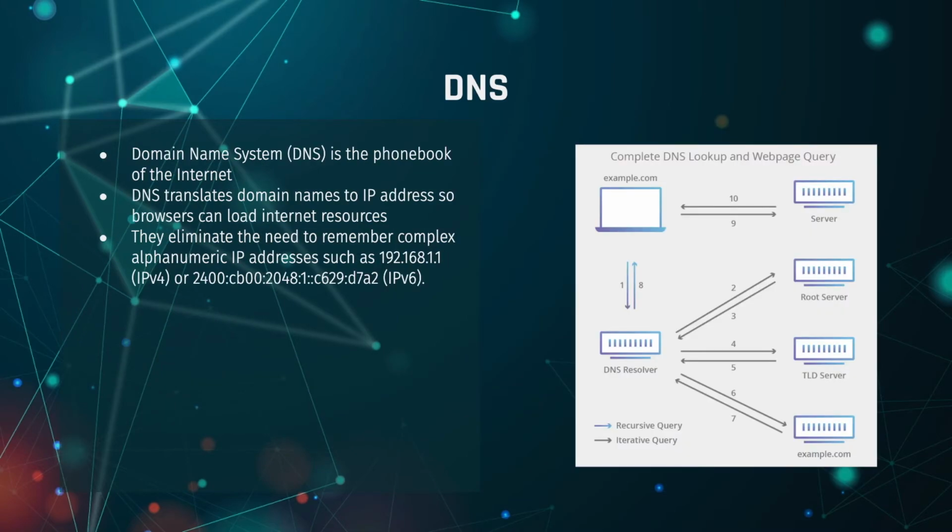The Domain Name System, DNS, is the phone book of the Internet. Humans access information online through domain names like nytimes.com or espn.com. Web browsers interact through Internet Protocol (IP) addresses. DNS translates these domain names to IP addresses so browsers can load the Internet resources. They eliminate the need to remember complex alphanumeric IP addresses such as the ones shown here.